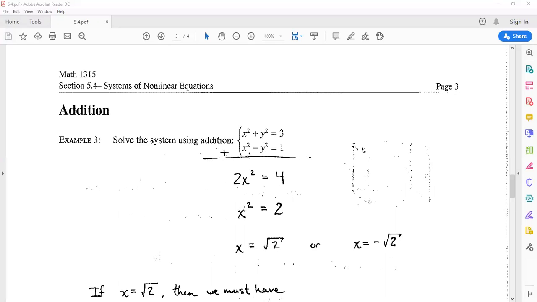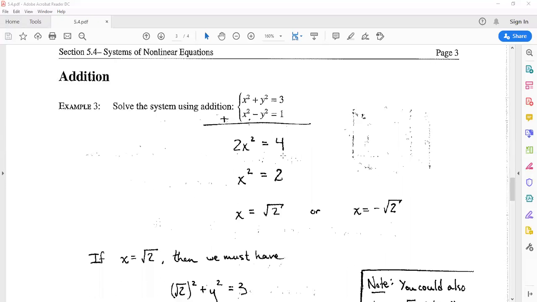So we divide both sides by 2. We get x squared equals 2. So then by the square root property from back in the beginning of the term, we get that x is either the square root of 2 or minus the square root of 2. Okay, so then for each one of these, we will get an equation. We'll plug back into either one. It doesn't matter. So I'm going to plug these back into the first equation and then solve for y.